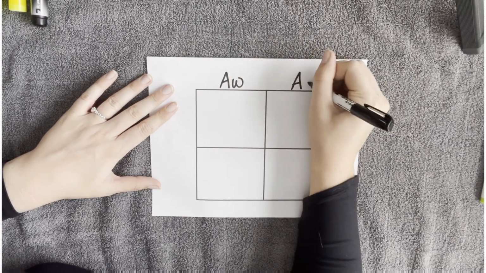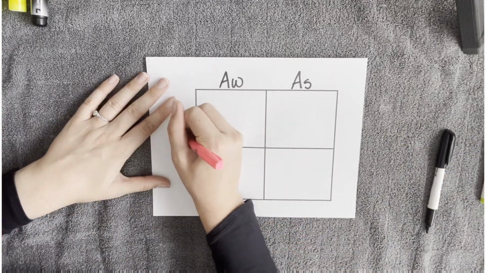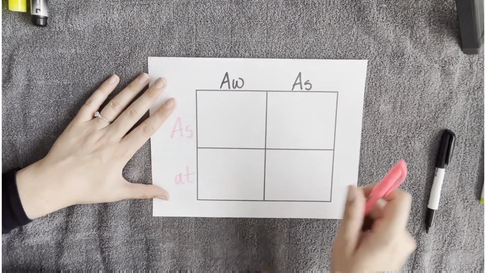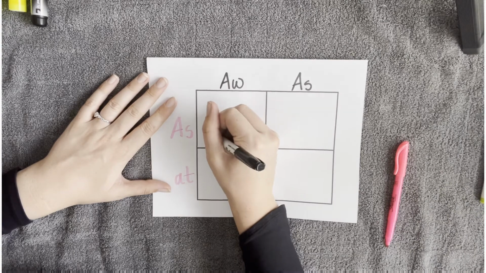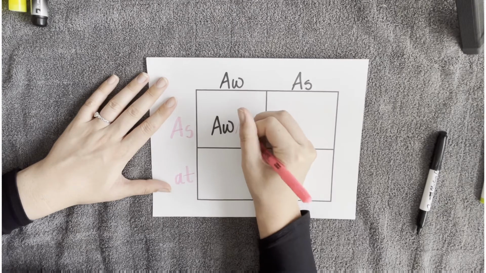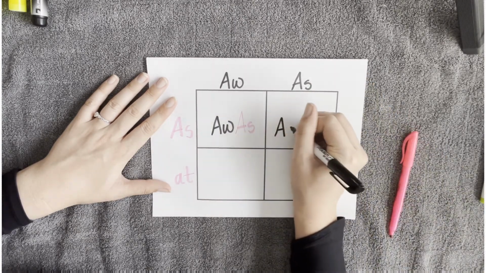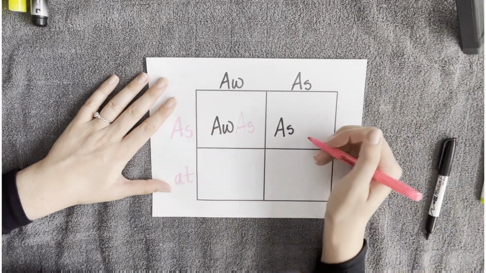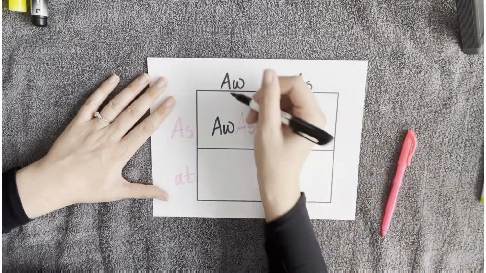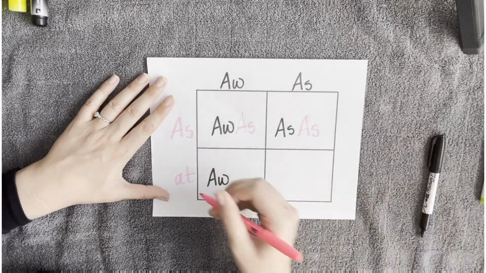We're going to take that first parent with the AW-AS, that is our heterozygous dominant option for our sable shepherds, and then we are going with our AS-AT in the pink, so that is going to be our heterozygous recessive option for our black and tan shepherds. As usual, we are going to pull one allele from the top and one allele from the side as we work through this Punnett square.